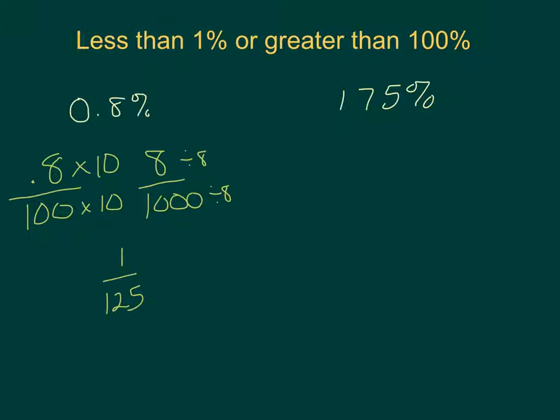Now, the first thing I have to do when I have a percent like this is figure out how many wholes I have. Now, I know that 100% is the same as one whole, 200% would be 2 wholes, 300% 3 wholes. So in this case, 175%. Okay, well 100% is 1 whole, and I have 75 per 100. So that's how I would write that as a fraction. Now I simplify that, and I get 1 3/4.